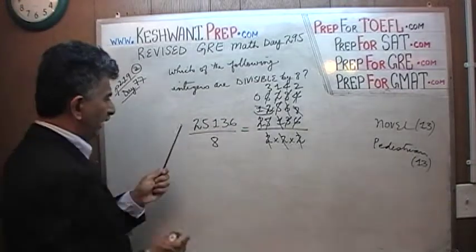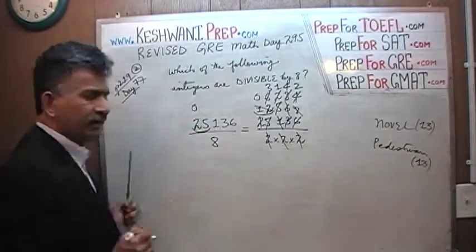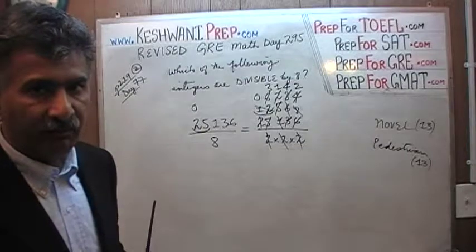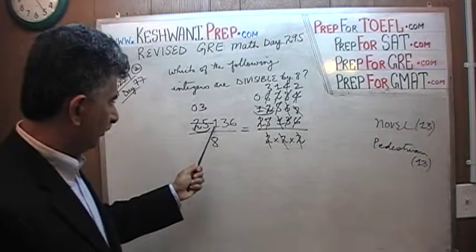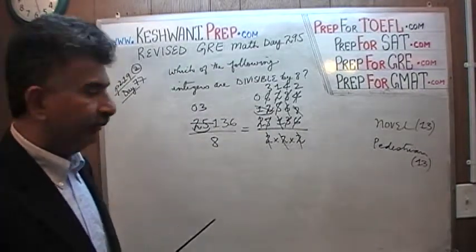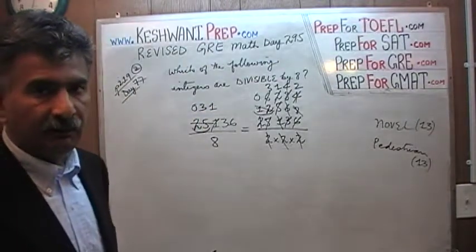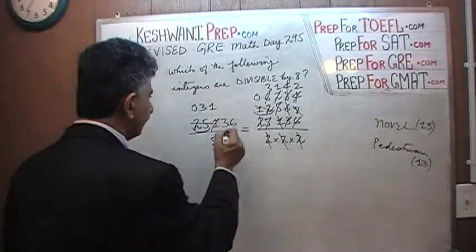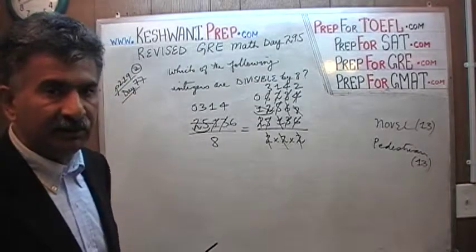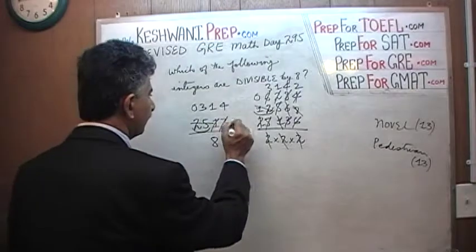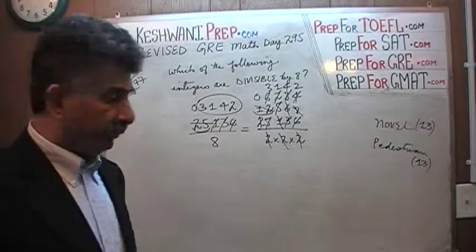So ask yourself, how many 8s in a 2? 2 has no 8s. That 2 goes and joins the 5, becomes 25. How many 8s in a 25? 25 has 3 8s. 3 8s are 24. The remaining one goes and joins this guy, becomes 11. How many 8s in 11? 11 has 1 8. The remaining 3 goes and joins this 3, becomes 33. How many 8s in a 33? 33 has 4 8s. 4 8s are 32. The remaining one goes and joins the 6, becomes 16. How many 8s in a 16? 16 has 2 8s. Voila, you see? 3142, same answer.